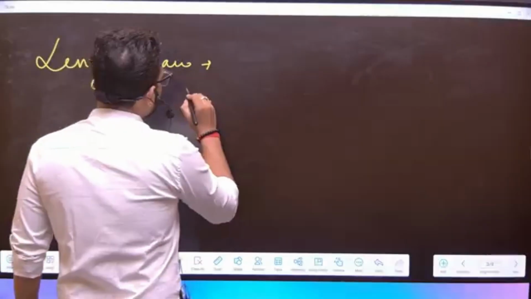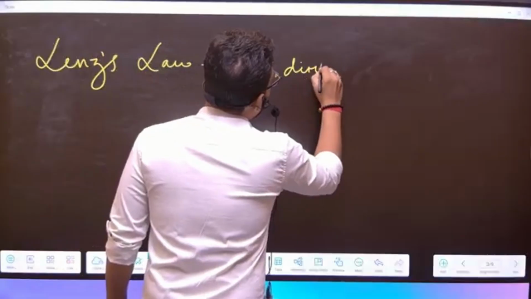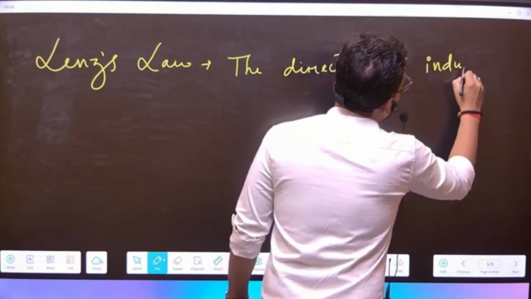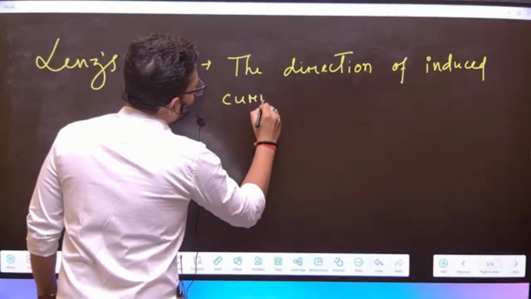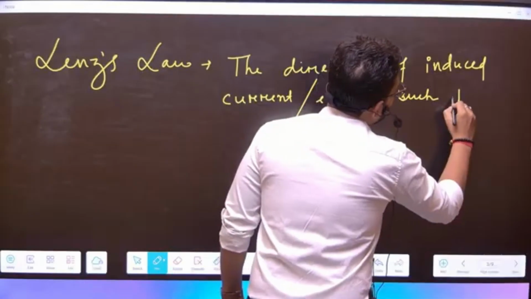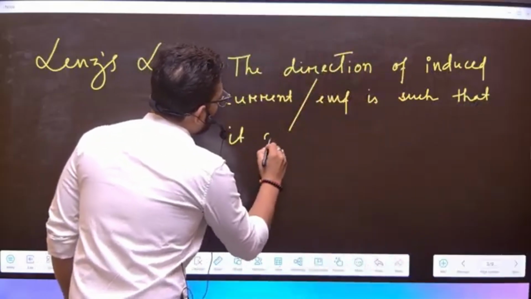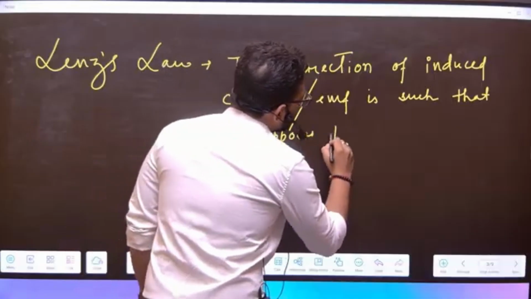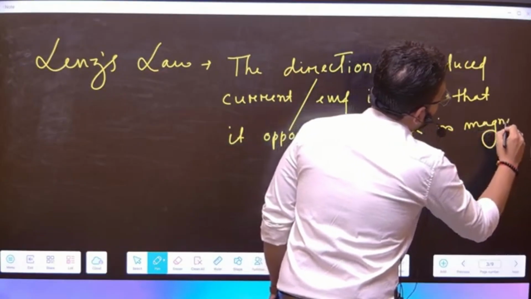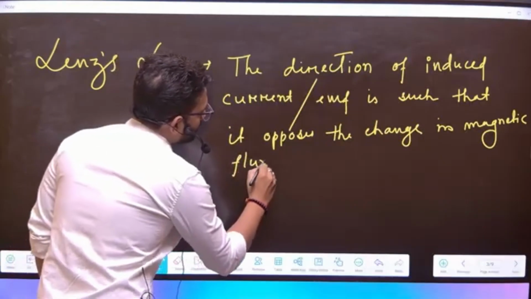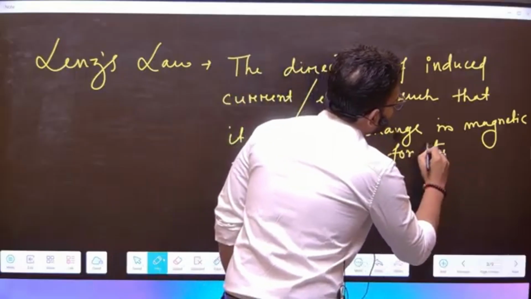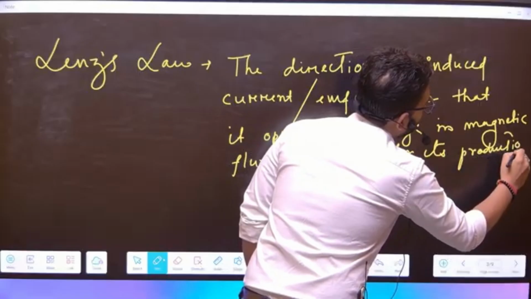So Lenz's law basically tells you that the direction of induced current, or for that matter EMF, is such that it opposes the change in magnetic flux responsible for its production. Now that's pretty strange, isn't it?